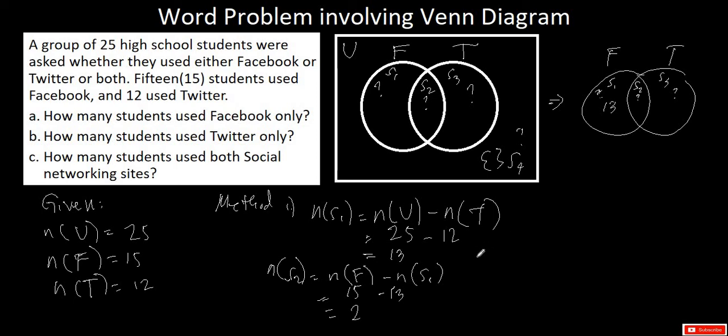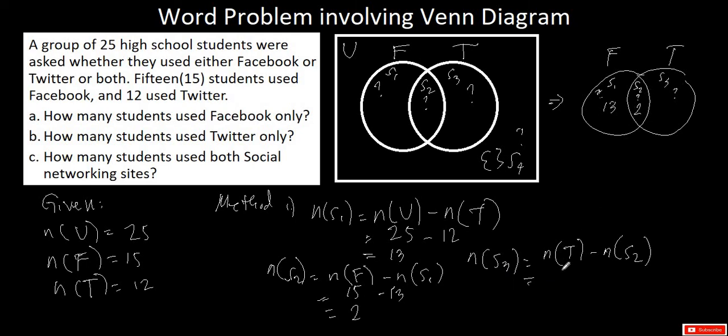And next, cardinality of S sub 3. So how will we compute for the cardinality of S sub 3? So this would be 2. Okay, since S sub 3 belongs to set T, and the union of S sub 2 and S sub 3 is equal to set T, we have the cardinality of set T minus the cardinality of S sub 2. So we could get the cardinality of S sub 3.